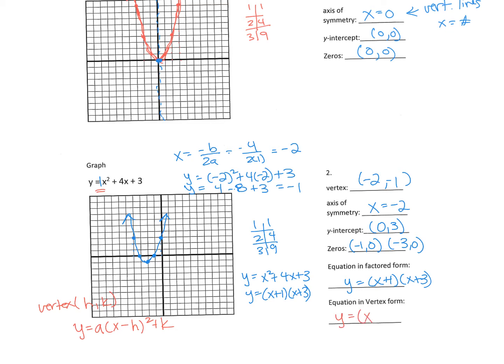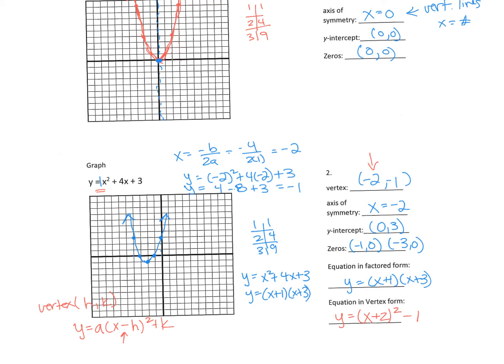Now be careful here. The x coordinate in my vertex is -2. That's my h. Notice that there's a negative here, so a -2 actually makes it look like x plus 2. Remember, what's in the parentheses looks the opposite of what my coordinate is for the vertex. Now the k is just whatever k is. So in this case, my k is down 1 or -1. So my vertex form would be (x plus 2) squared minus 1.